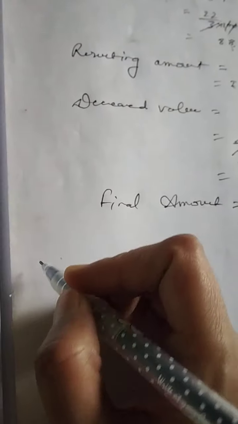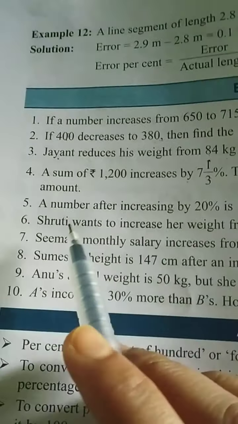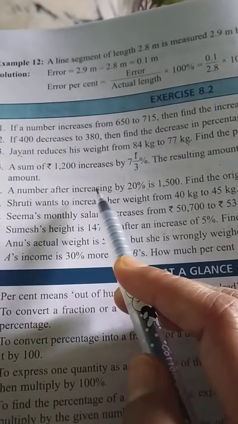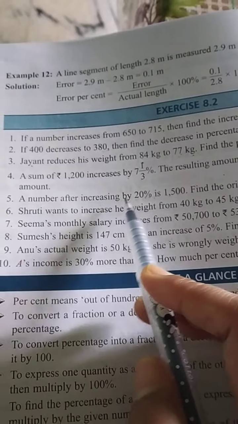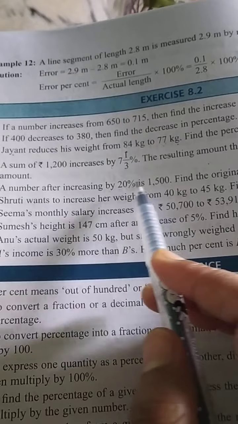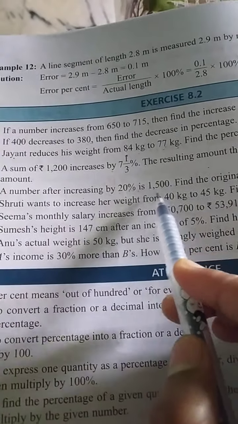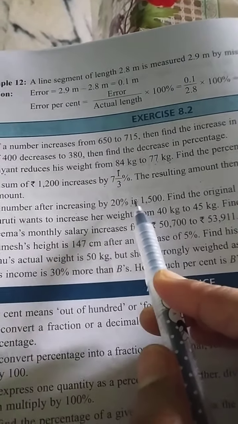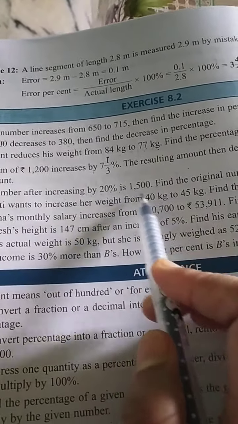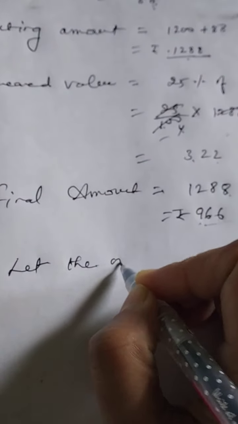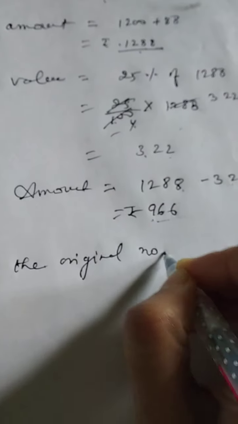Okay, next question is question number 5. Let's see this. A number after increasing by 20% is 1500. Means a number, we don't know what is the number, but it's 20% increased and the resulting value is this. Means when a number increased by 20%, the value became 1500. Okay, find the original number. You have to find that original number whose 20% is increased and the number became 1500. So we will let the original number be x, and we know it's 20% increased.